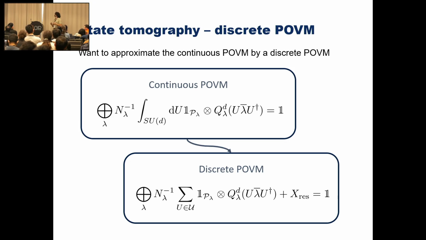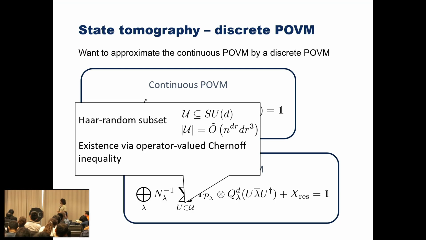So then the next task is figuring out, okay, what subset of unitaries do we want? After some investigation, we found that it suffices to take some Haar random set. And we found through some operator-valued Chernoff inequalities that it suffices to sample Haar random unitaries until your set U is of that size on the screen. Forming this discrete P of M was the technical crux of the paper. But yes, we show that it exists.